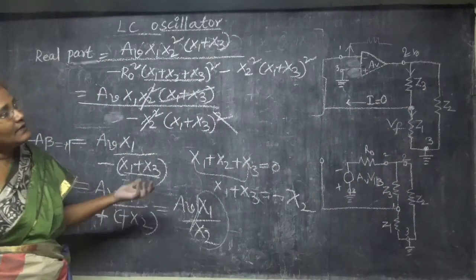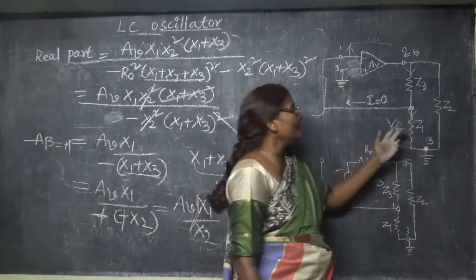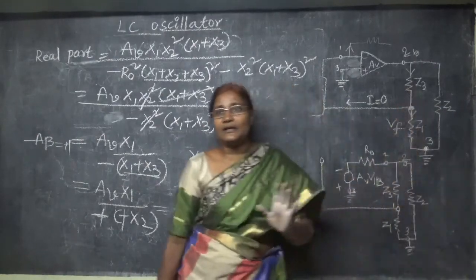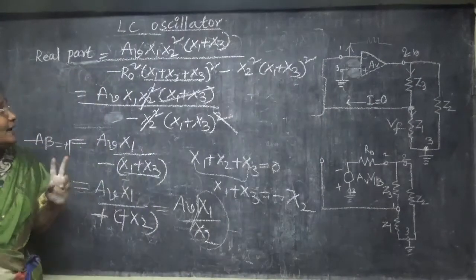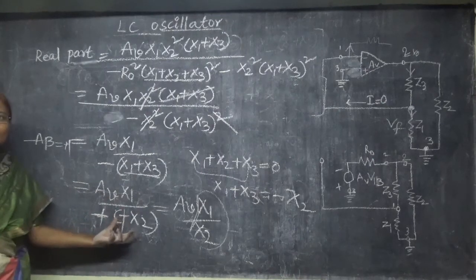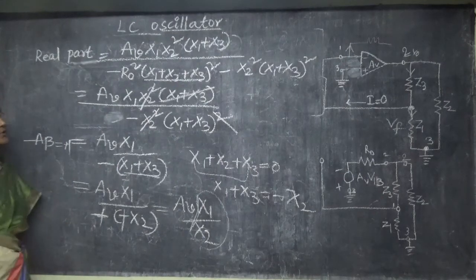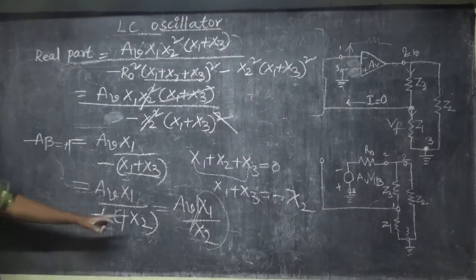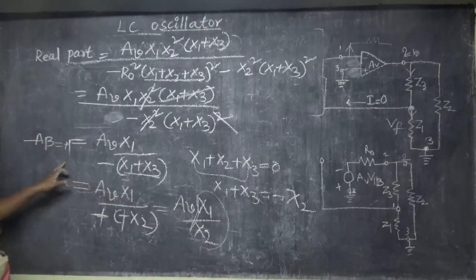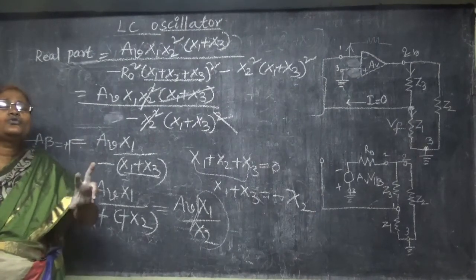The next one is the Hartley oscillator. What is the Hartley oscillator? Z1 and Z2 will be inductors and Z3 will be the capacitor. So we get two types of LC oscillators by using this general analysis of the LC oscillator circuit. So this is about the gain of the oscillator, and now we have to derive the frequency of the two oscillators.